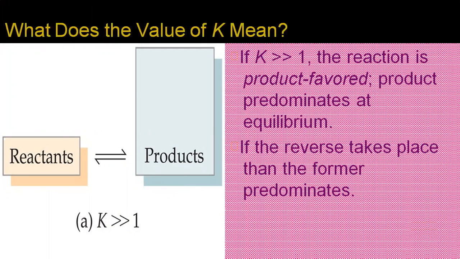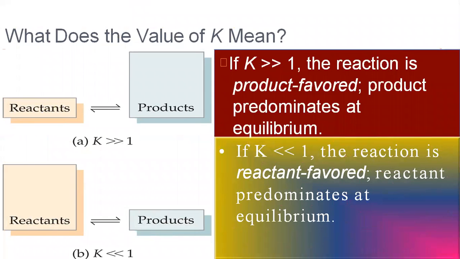If K is smaller than 1, then the reactants are prominent at equilibrium, meaning the reaction is reactant dominated. You can see that when K is greater than 1, the amount of product is greater than the amount of reactant, so we can say this is product dominated, where products are more than reactants. And if K is smaller than 1, then the reaction is reactant predominated at equilibrium, meaning the amount of reactants is greater than the products.